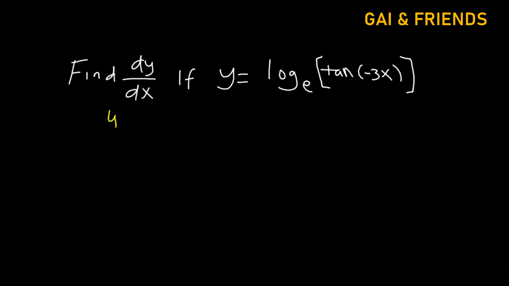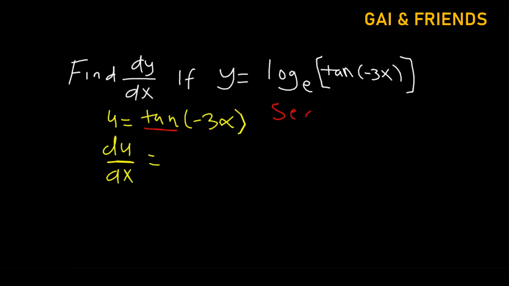Let's say u is tangent negative 3x. Right? du over dx will be, we know that the derivative of tangent is secant squared. The derivative of tangent of negative 3x will be negative 3 secant squared negative 3x.